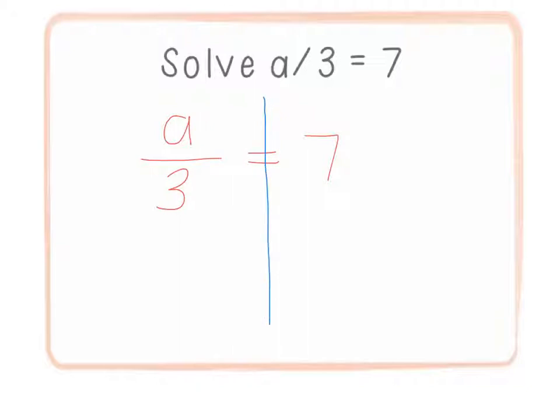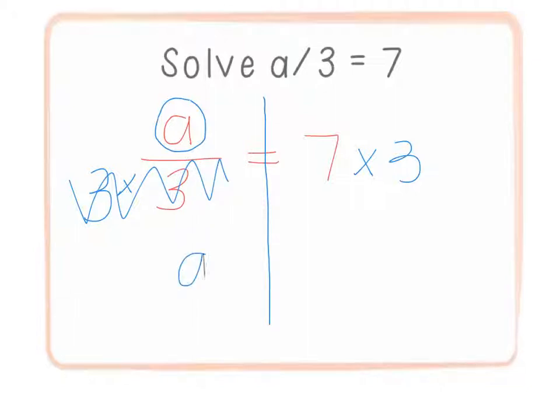So I'm going to make my wall. I need to get my variable alone, which is a. Right now, a is getting divided by 3. So I need to do the opposite of that. I need to times it by 3 to cancel it out, and I need to do it on this side as well. So I'm just left with a equals 7 times 3 is 21. So that would be my solution. A equals 21, or 21 equals a.